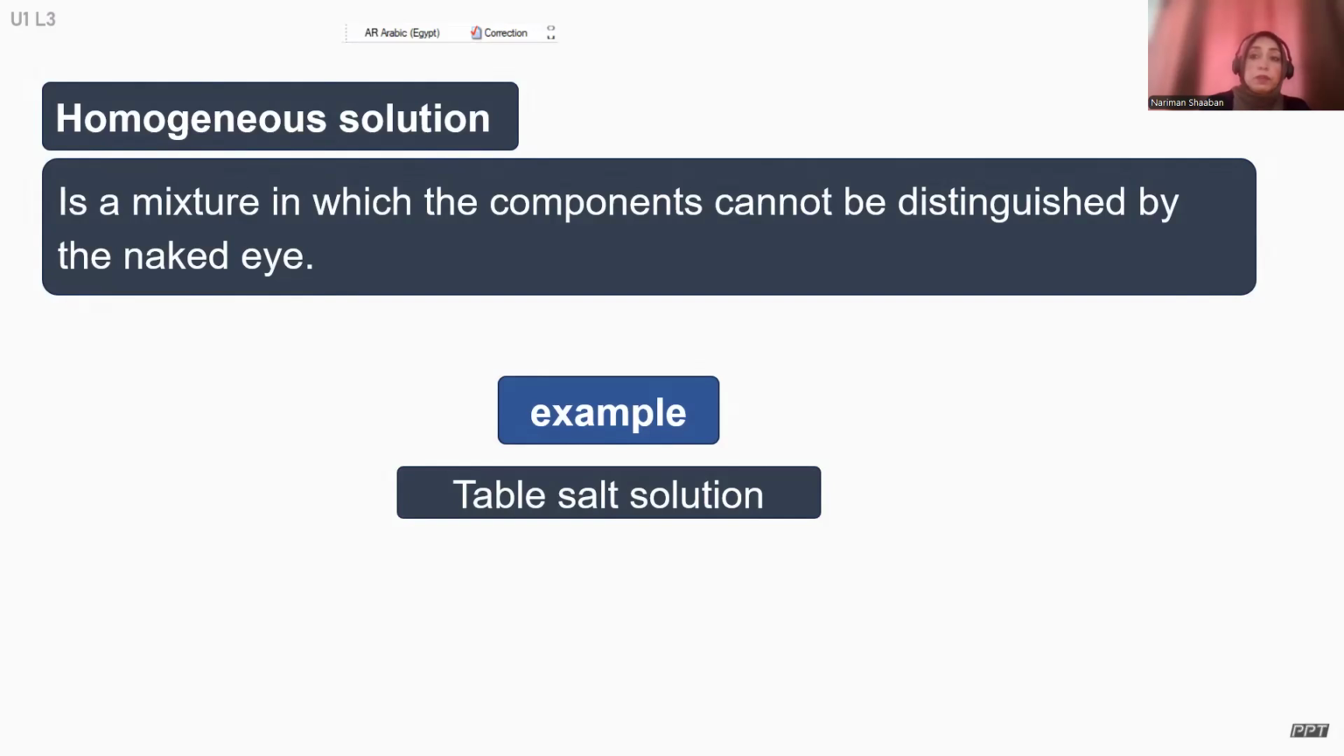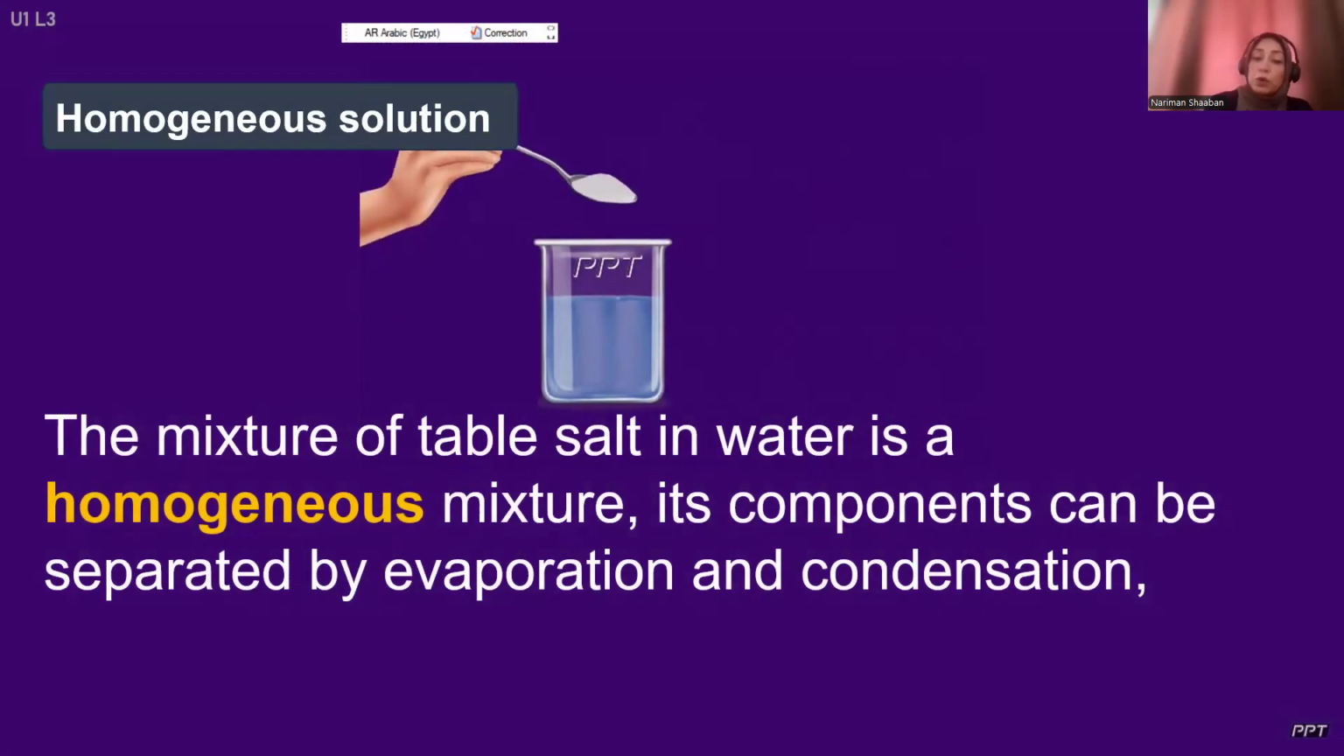After that, types of mixtures. A homogeneous mixture is a mixture in which components cannot be distinguished by the naked eye. For example, a table salt solution. The mixture of table salt in water is a homogeneous mixture. Its components can be separated by evaporation and condensation.